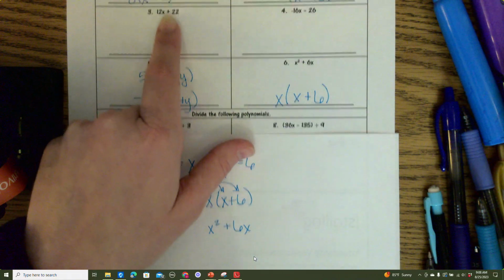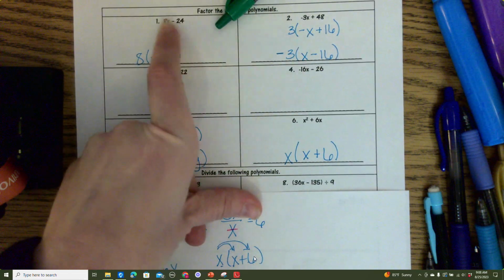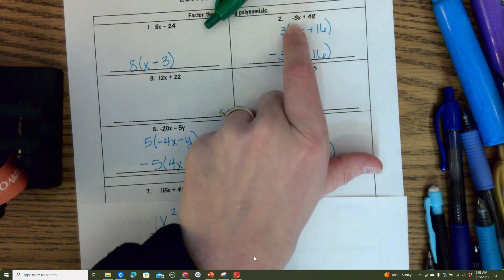On number 3, just so I can get you started, because on these two, we could divide the 8, 24, we could divide by 8. Here we could divide 48 by 3.